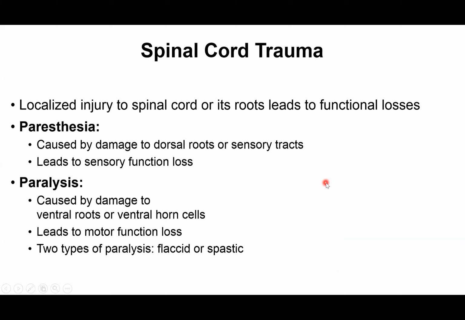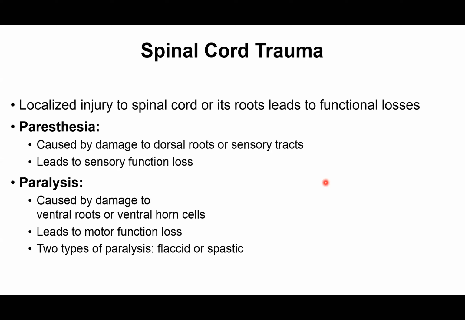So the last thing we're going to discuss then is spinal cord injuries, diseases, and disorders. So let's first talk about spinal cord trauma. Trauma to the spinal cord, any kind of localized injury to the spinal cord or its roots, is going to lead to some kind of loss of function. And so there's a couple different terms that we need to differentiate. And so the term paresthesia refers to a condition that can be caused by damage to the dorsal roots or to those sensory tracts, and that leads to a sensory function loss.